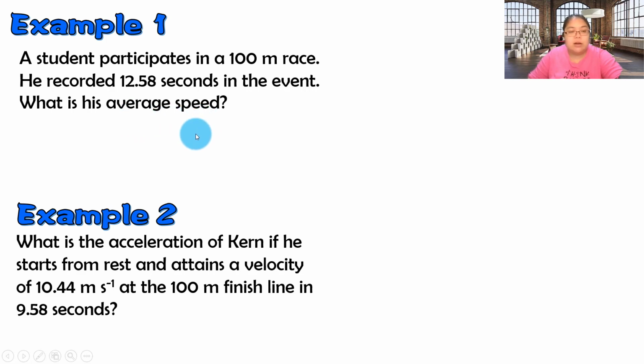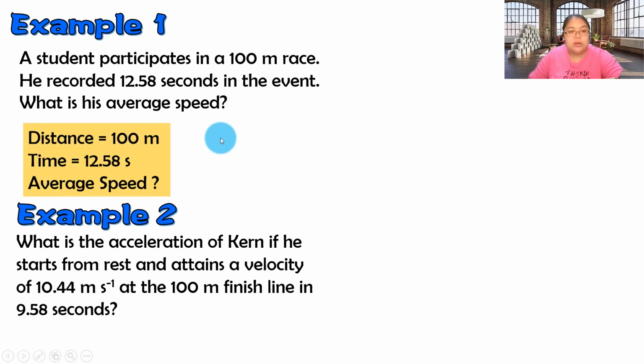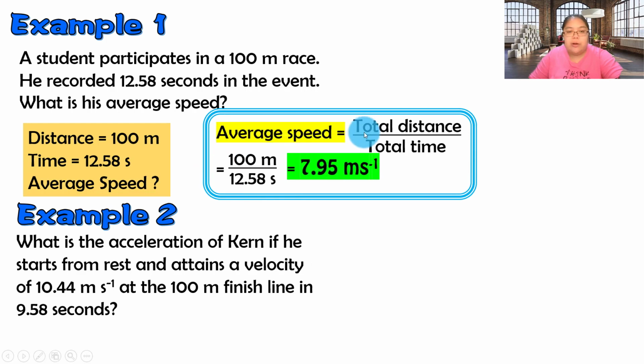So we're using the calculation. Average speed means the total distance over total time. So distance is just 100 only. This one is info. They ask about average speed. So we take 100 over 12.58. So the final answer is 7.95, and this one is still speed, so ms^-1.